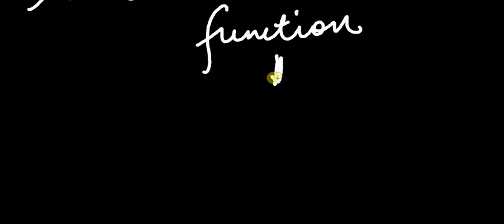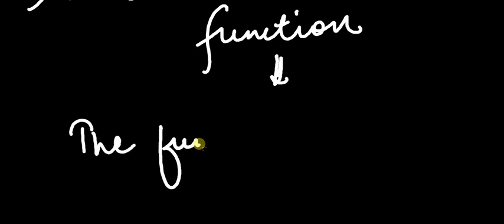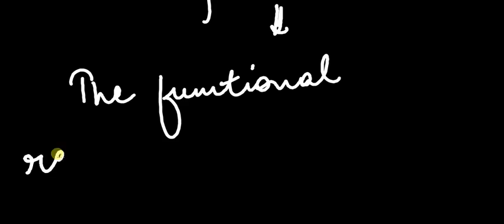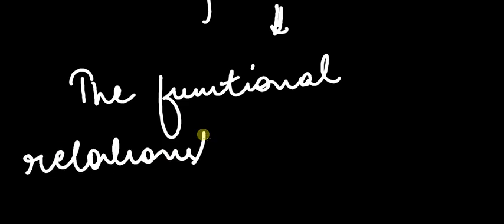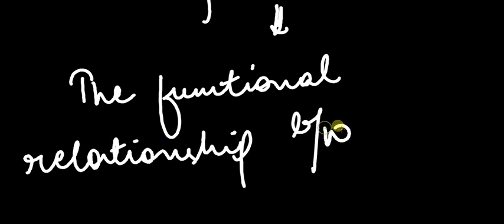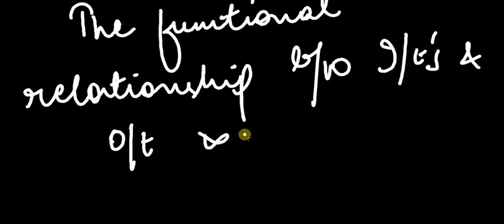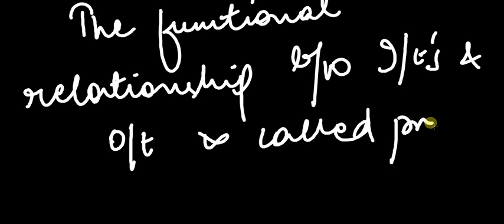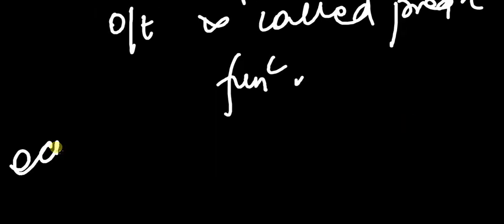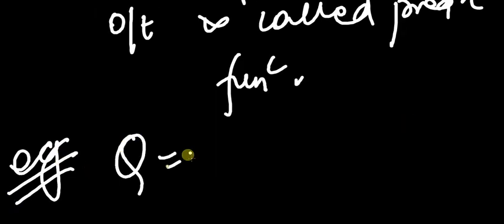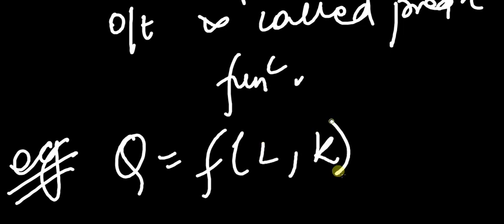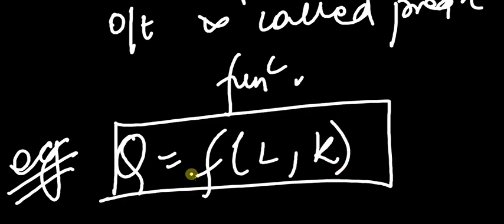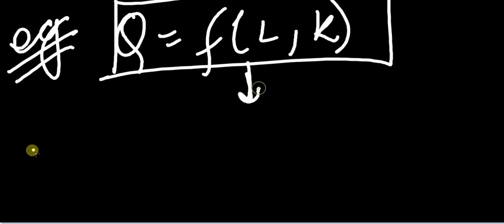The functional relationship between inputs and output is called a production function. So, for example, if I say output is a function of labor and capital, this is a production function. Now, this production function can take various forms.